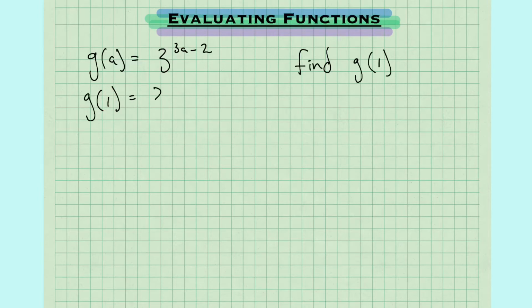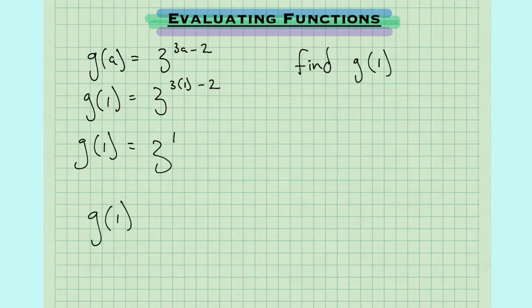So we're going to have 3 raised to the 3 times 1 minus 2. So g of 1 equals 3 raised to the 3 times 1 minus 2. 3 times 1, that's just 3. 3 minus 2 gives us 1. So g of 1 equals 3 raised to 1. So we're going to say g of 1 equals 3.